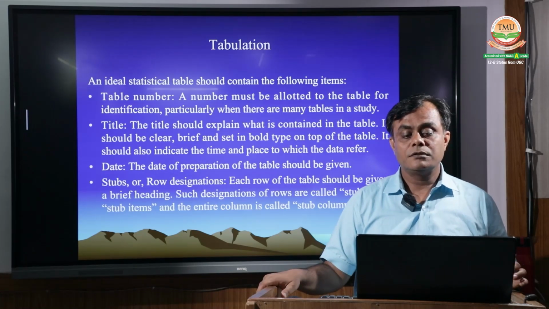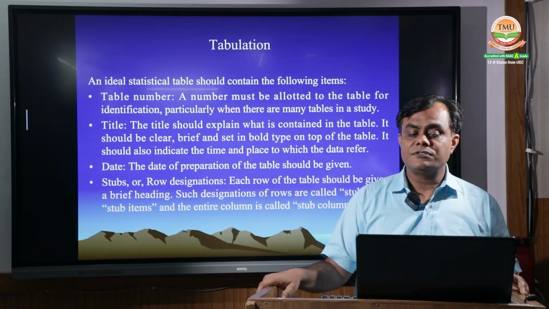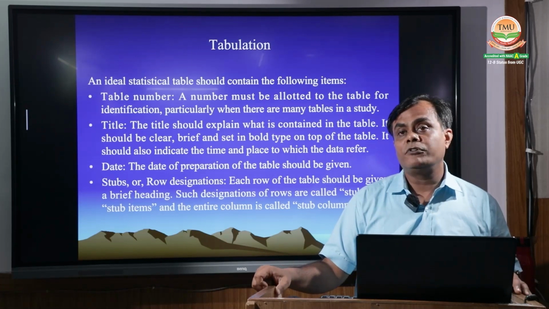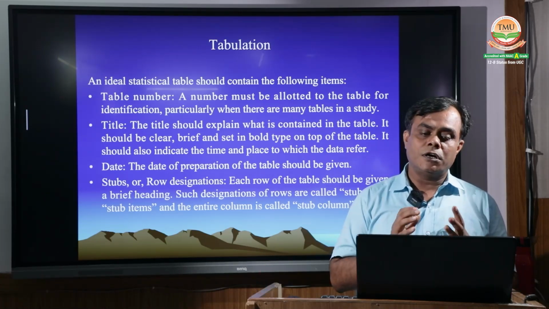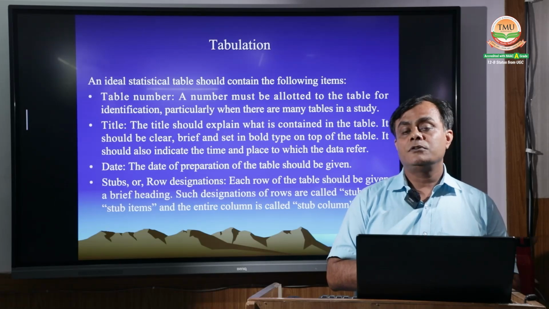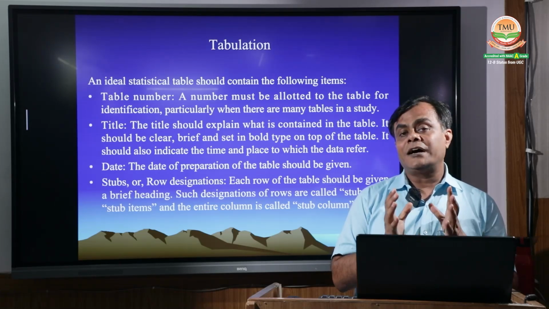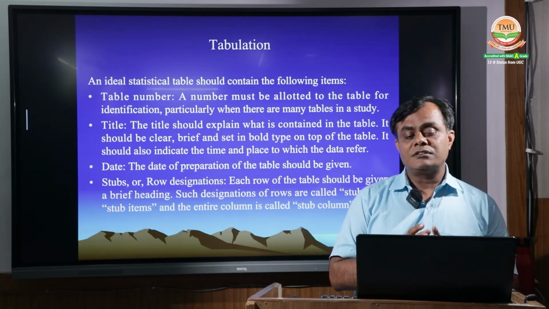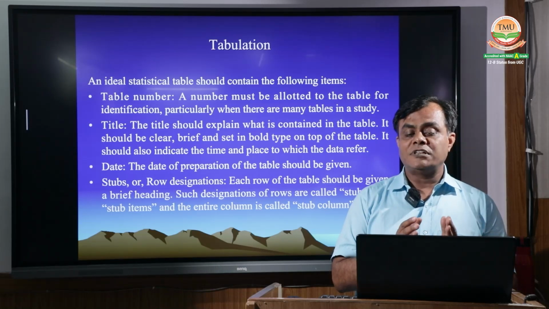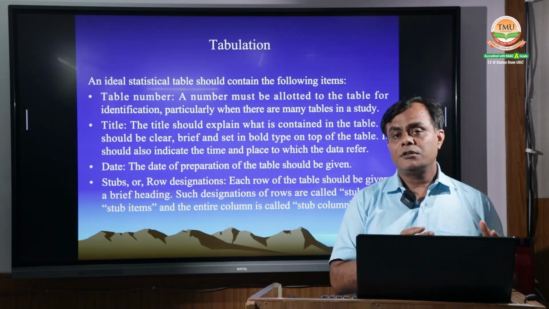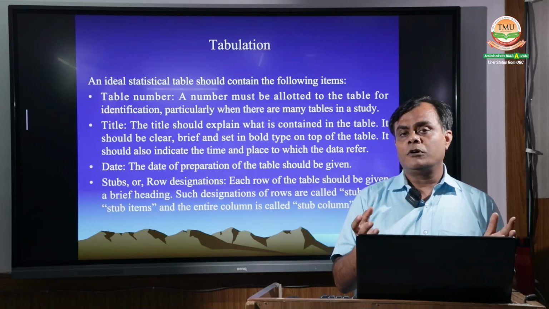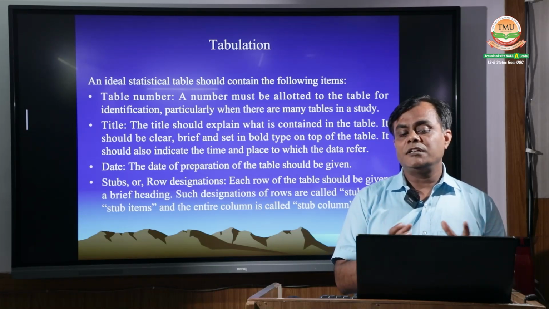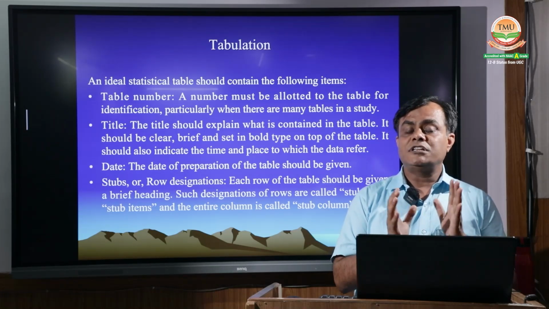Next is, an ideal statistical table should contain the following items. If you are going to draw data in a tabular formation, there are certain ideal situations, and for that there are certain SOPs. You can simply say certain standard operating procedures for designing a tabular formation or designing a table.